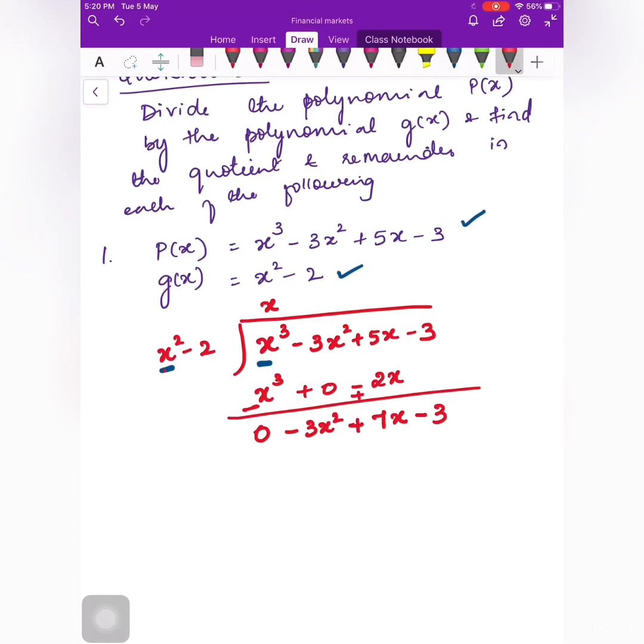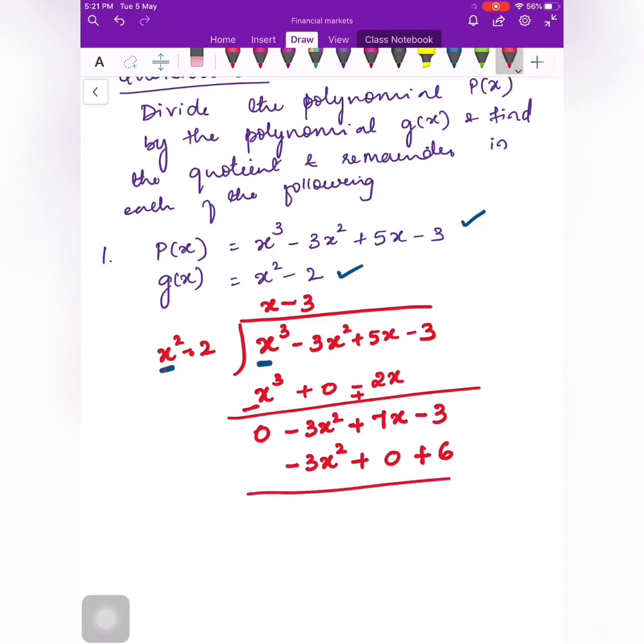Next, you can see that the first term in the second expression is minus 3x square, and the first term in the divisor is x square. So to this x square, if you multiply minus 3, you're going to get minus 3x square, right? So I'm going to place minus 3 over here, and this minus 3 will be multiplied with all the terms of the divisor. Minus 3 into x square will give you minus 3x square. Next, minus 2 into minus 3 will give you plus 6. Since this doesn't have an x term, you will have nothing, so just place 0. So here it is plus 6.